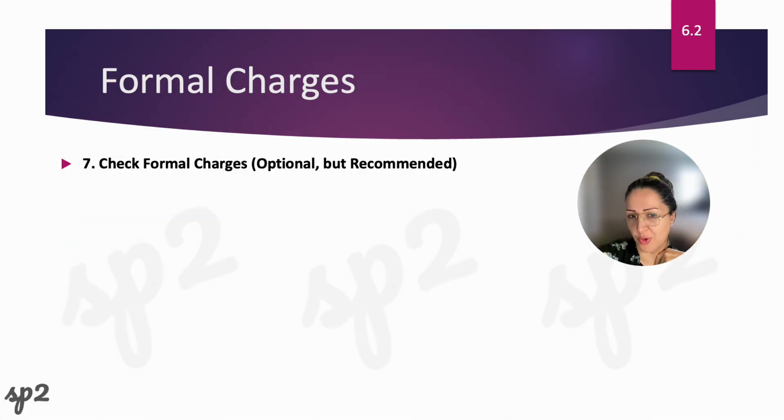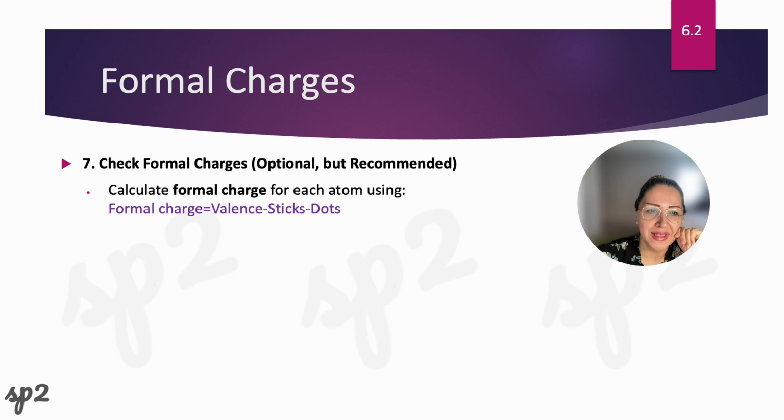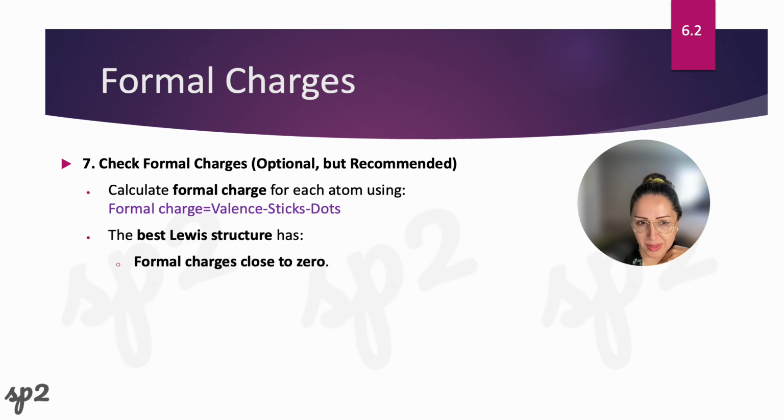And that is about the formal charges, right? So this is going to be step number 7. It's optional, but it's highly recommended, right? So in order to calculate the formal charge, you can go by valence minus sticks minus dots. That's so easy to remember. Okay, now the idea here is if you don't have any formal charges, that's the best. That's like the ideal structure.